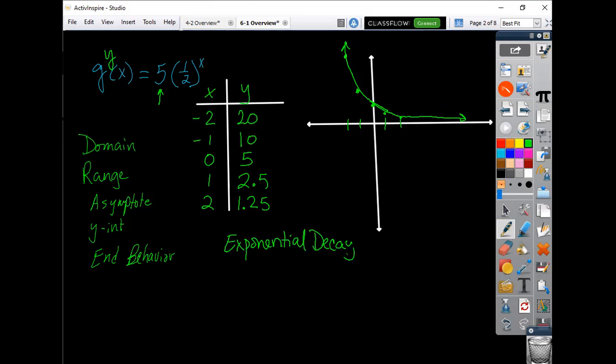So back here on my domain then, what's happening on this graph? Well, it still goes forever to the left. You can put anything you want in there. Remember, domain is like your x. So it goes forever to the left. It's still going forever to the right, but it's just getting closer and closer to 0.